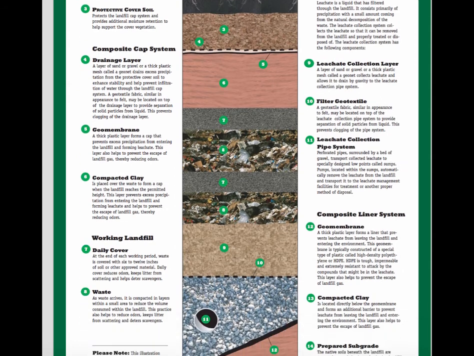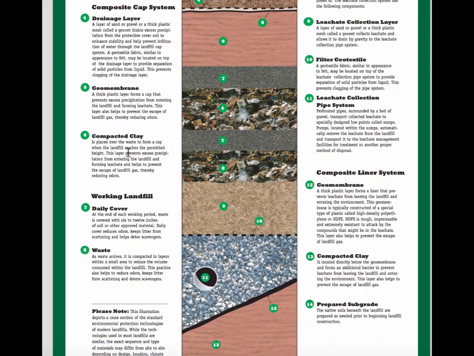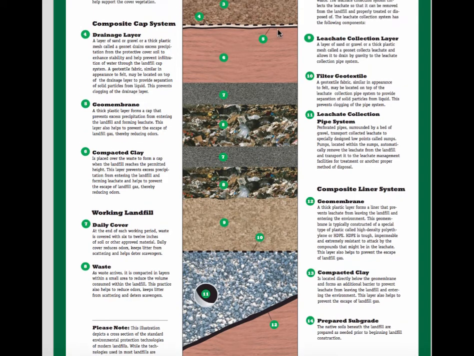Then you have your drainage layer, and this is going to be a layer of sand or gravel and that thick plastic, and this is to protect the cover soil, enhance the stability of the landfill, and prevent the infiltration of water from the cap. You have usually a geotextile fabric, and that might be very similar to some type of felt that you might have at the store. Then the next one is you have a geomembrane, which is at number 5 right here.